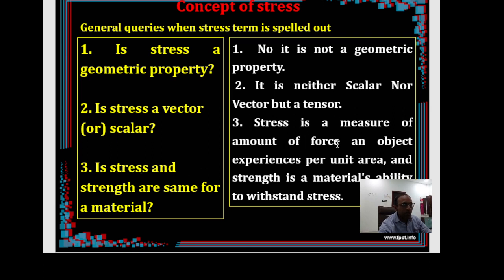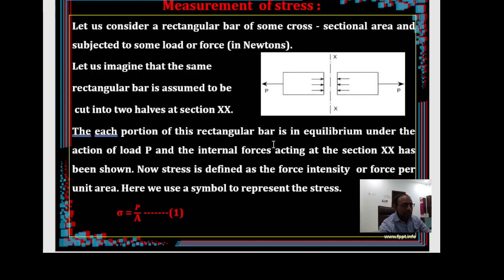Stress is a measure of the amount of force an object experiences per unit area, whereas strength is a material's ability to withstand stress, how much stress that material can withstand. That is what we call strength, whereas stress is a measure of the amount of force on an object per unit area. Now let's see how to measure the stress.